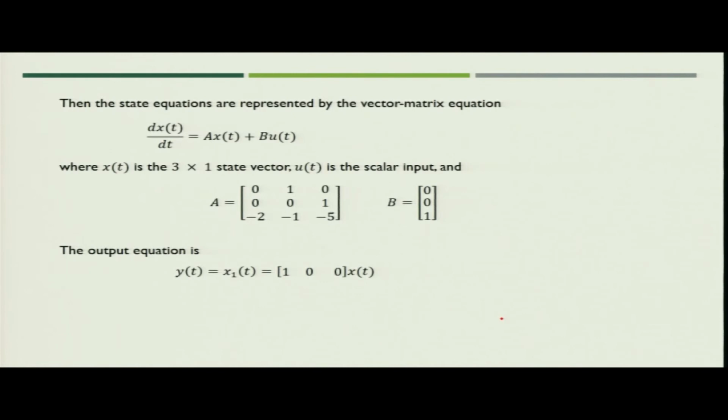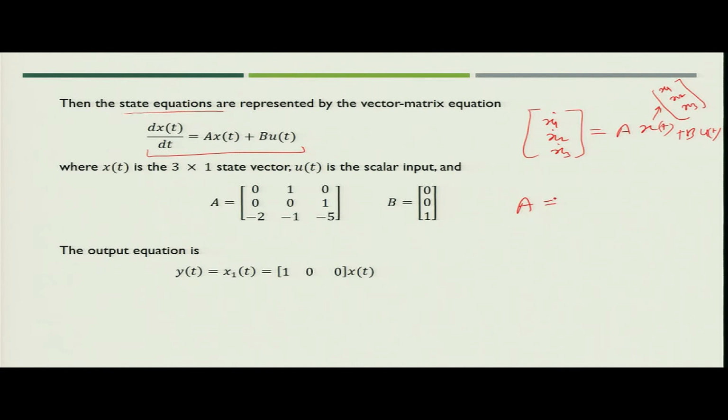Now, what is next? Next is you have to just compare with the standard state equation, that is dx by dt is nothing but Ax plus Bu. So, dx by dt in this case is x1 dot, x2 dot and x3 dot, then equal to A into x t. So, A into x t means here x t is nothing but x1, x2 and x3. So, this you have, then plus B u t.